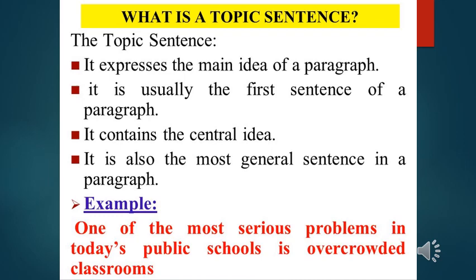Here is an example to illustrate a topic sentence. One of the most serious problems in today's public schools is overcrowded classrooms. This is a topic sentence. It consists of two parts, the topic and the controlling idea. The topic here, overcrowded classrooms. Controlling idea, one of the most serious problems in today's public schools. The controlling idea limits the topic and controls it.